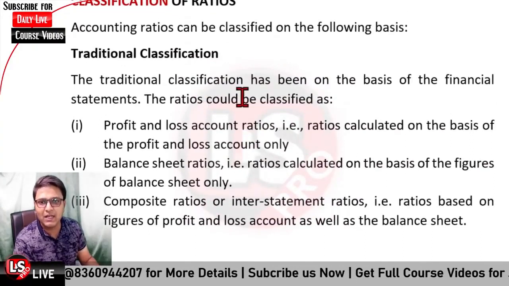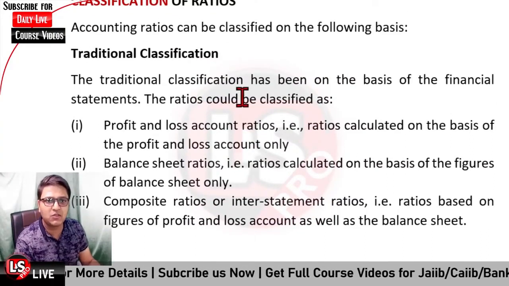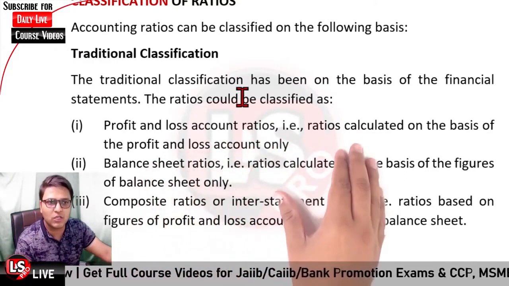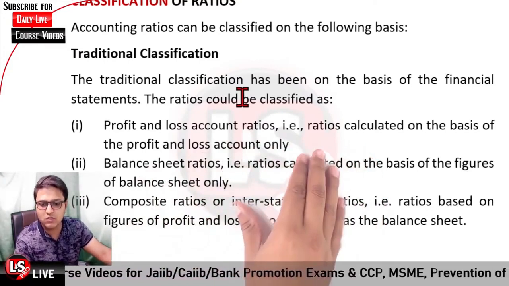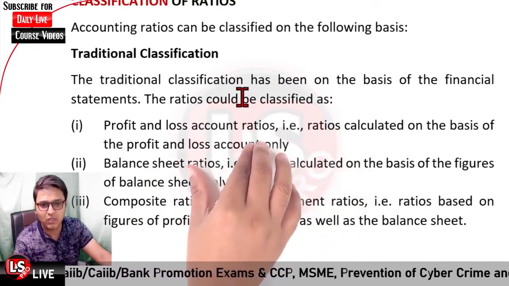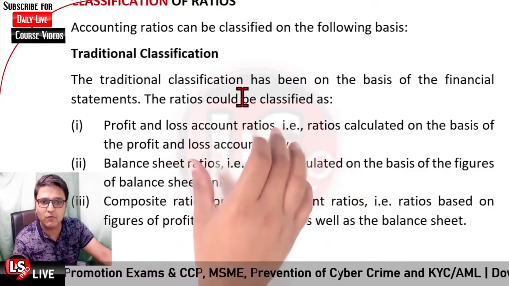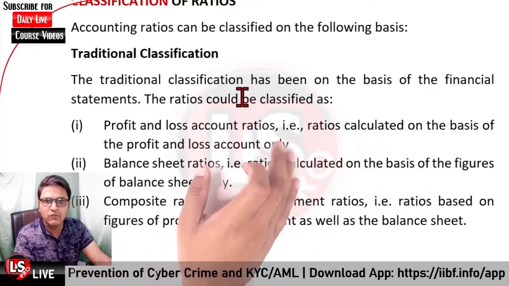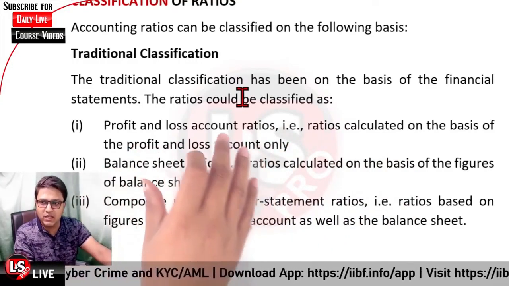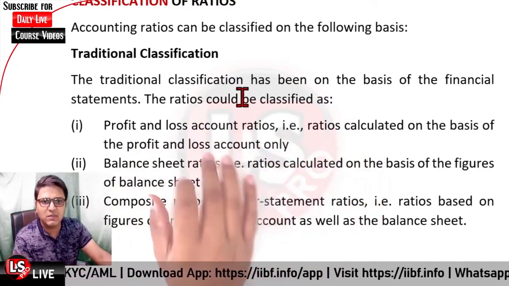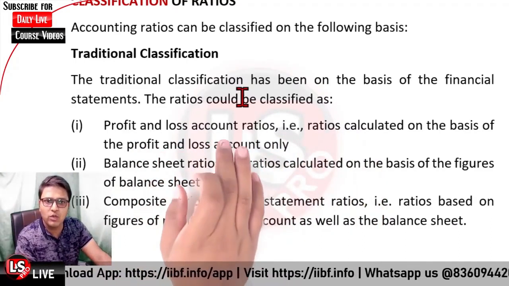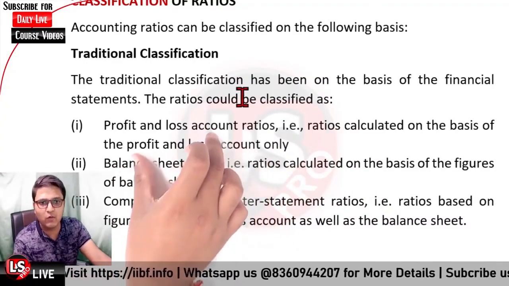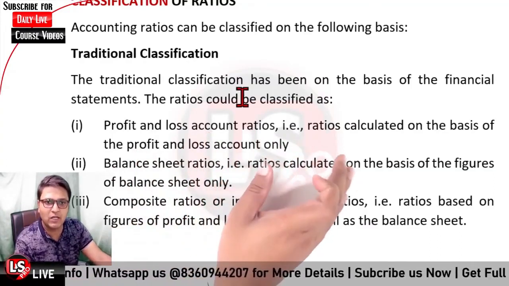As per the traditional classification, what types of ratios do we have? We have profit and loss account ratios. These figures would be taken from the profit and loss account only. These will not be inter-account statements. These would be related only to the profit and loss account. We are taking the net profit and some other figure from it. Whatever figures we are taking, we take only from the profit and loss account. That is why we call them profit and loss account ratios.